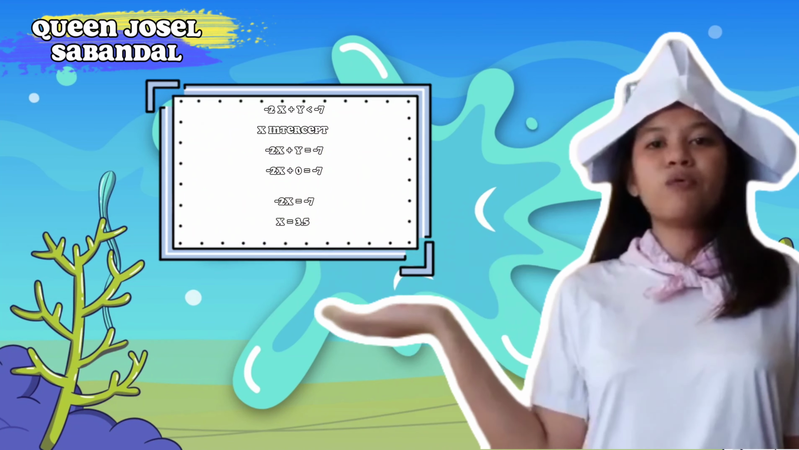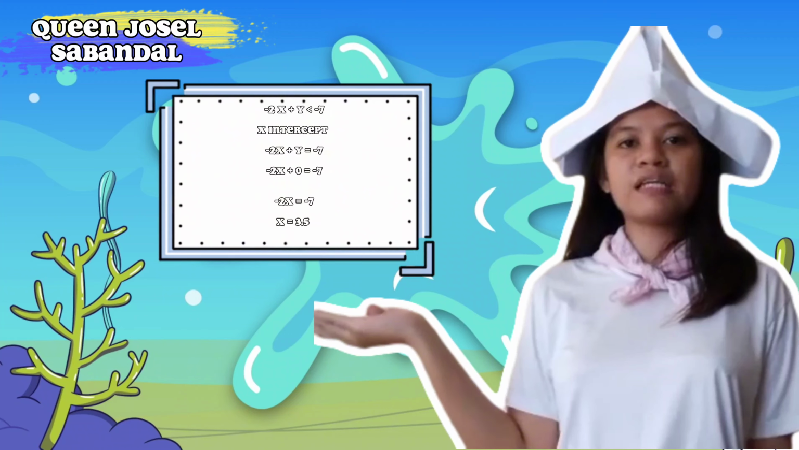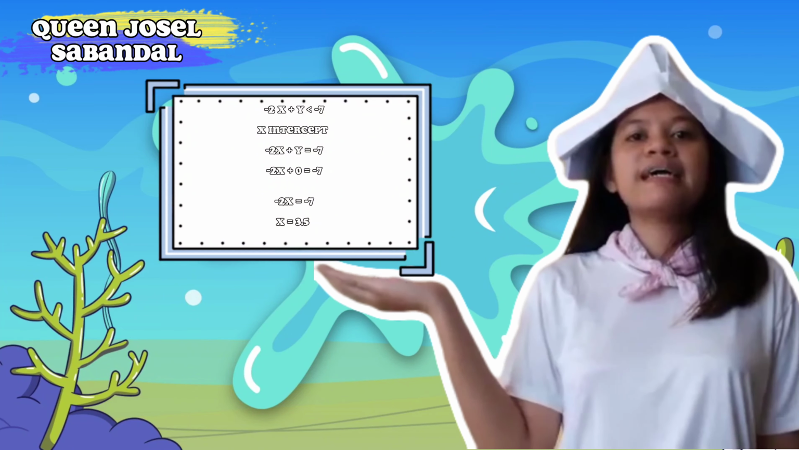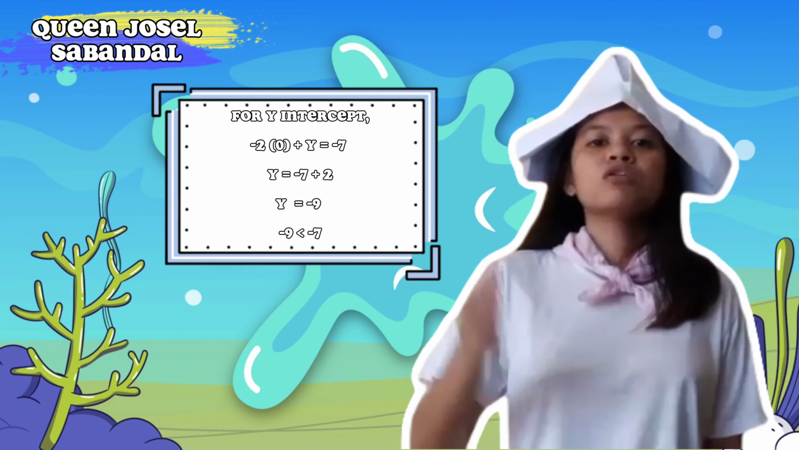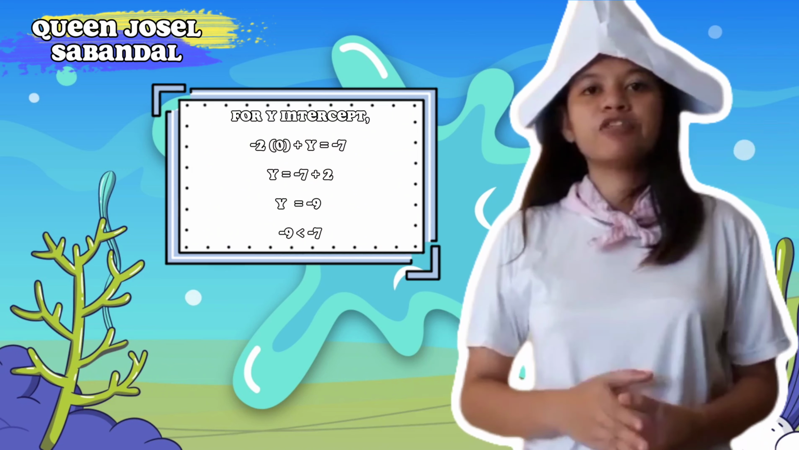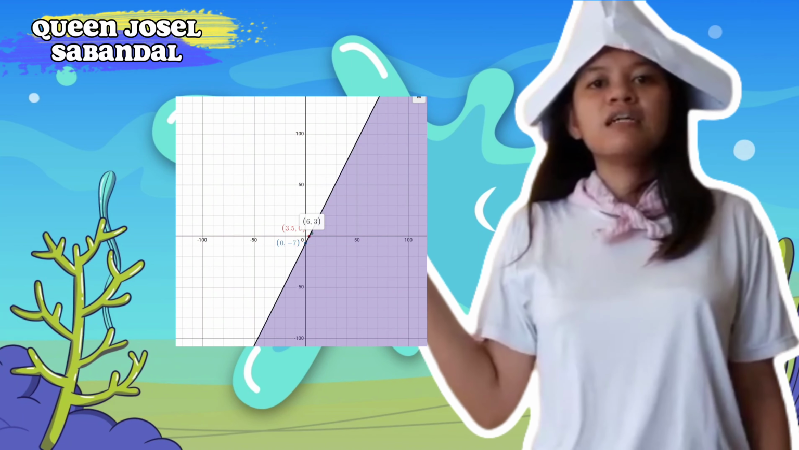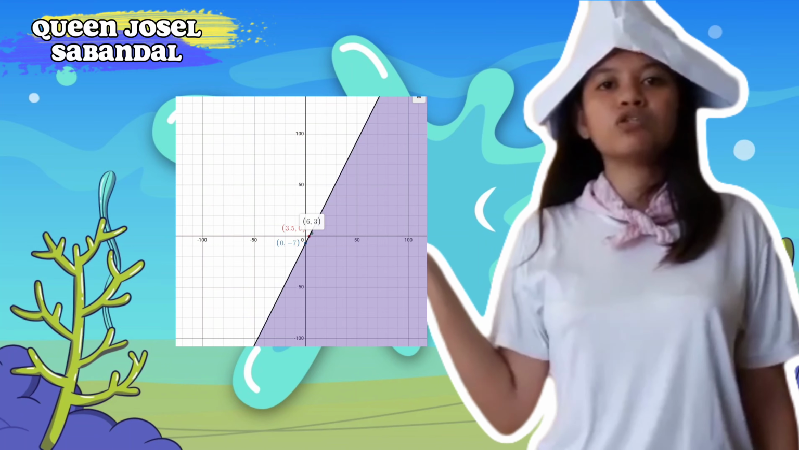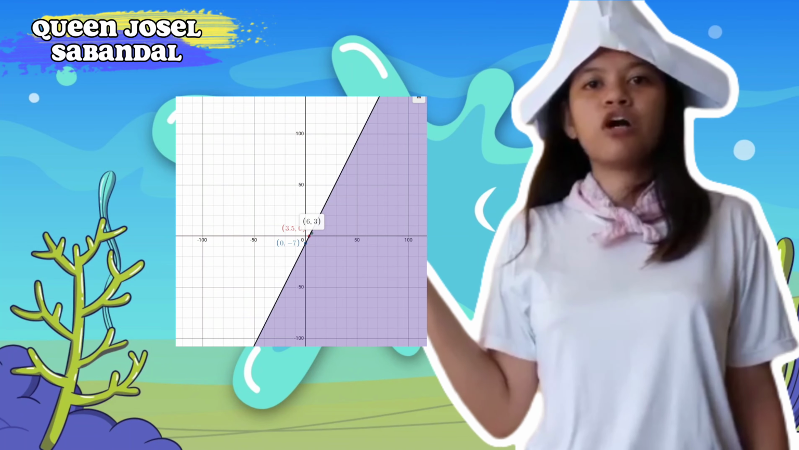It will be negative 2x plus 0 is equal to negative 7. Negative 2x is equal to negative 7. x is equal to 3.5. For the y-intercept, negative 9 is indeed less than negative 7. Here is the visual representation of the plotted graph. Now you can see the x-intercept and y-intercept belong to the shaded region. Even our test point is included in our shaded region.